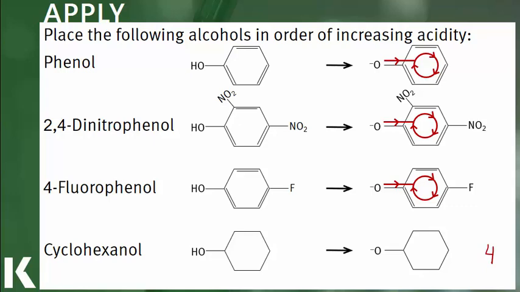The next thing we look out for is the inductive effect. Electronegative groups will withdraw electrons from the negatively charged oxygen. Phenol has no electronegative groups. 2,4-dinitrophenol has 2 electronegative groups that can withdraw electrons, and 4-fluorophenol has 1 electronegative group. 2,4-dinitrophenol best distributes the negative charge across the molecule and will be the most acidic. 4-fluorophenol will be the second most acidic, and phenol will be the third most acidic.